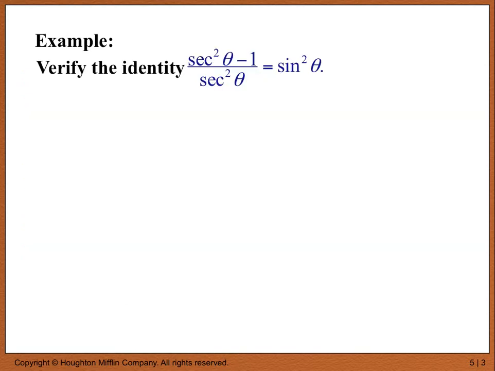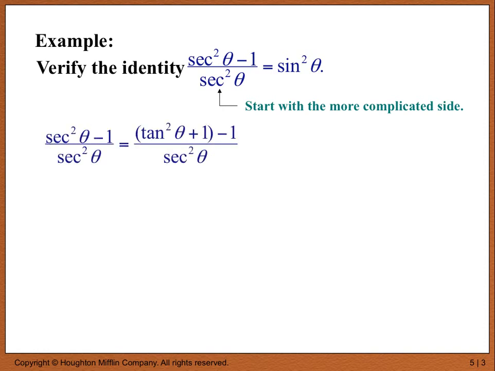Alright, let's look at our first example of verifying a trigonometric identity. Secant squared theta minus 1 over secant squared theta equals sine squared theta. Now in this case it's obvious which side of the identity is more complicated, and the left side is the more complicated side. So we're going to start with that, and what we want to do is show step by step that the left side does in fact equal the right side.